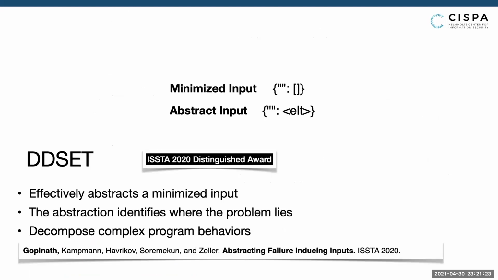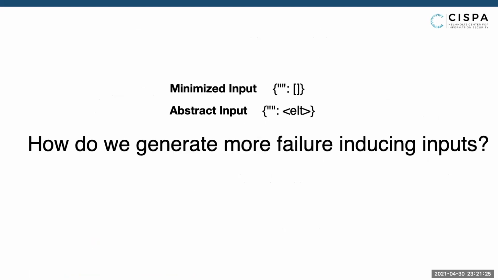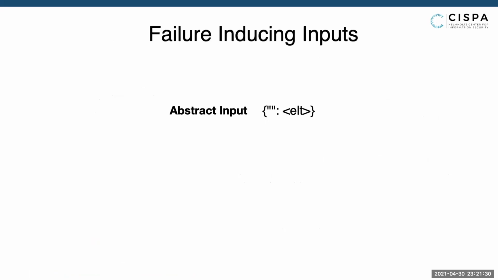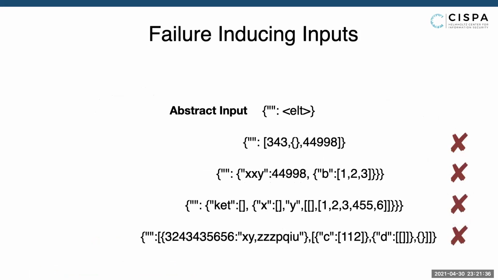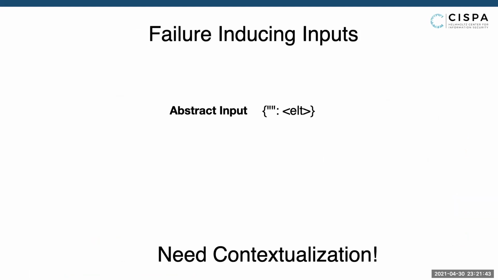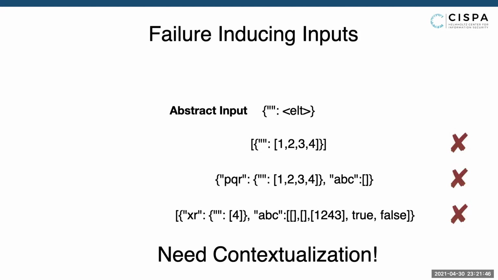However, this leaves one question unanswered. How can we generate more failure-inducing inputs using this abstraction? We can of course generate numerous inputs with random values substituting our ELT non-terminal. However, these inputs do not capture the complete behavior. In particular, consider the following inputs. These inputs also cause the same behavior. However, they can't be generated from our abstract input. That is, the abstract pattern we mined can occur in other contexts. So what we need is contextualization of our mined pattern fragment.